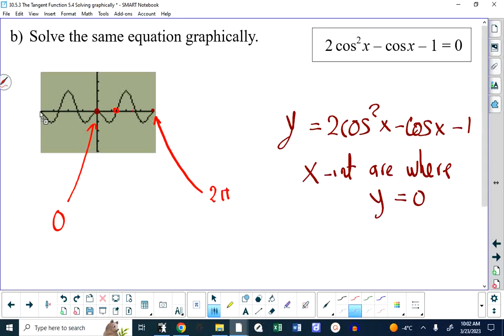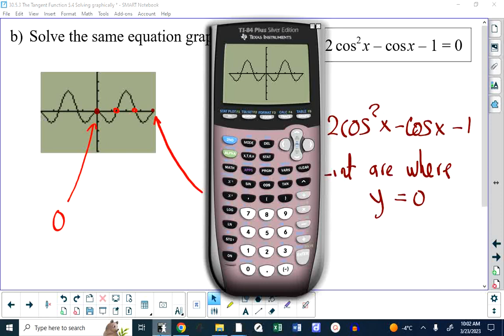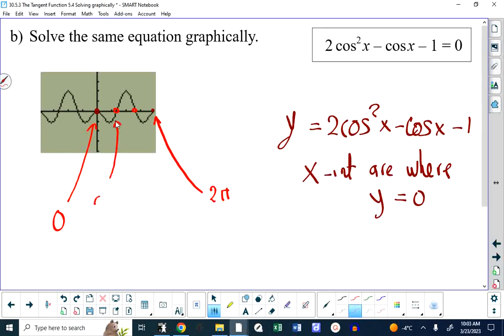What are these two? Well, use your calculator functions, specifically second calc, 0. This is how we find x-intercepts. Put your cursor to the left of the x-intercept you're interested in and hit enter. Put your cursor to the right and hit enter. Oh, 120 degrees, 2 pi over 3. I'm not going to spend class time doing this process for each x-intercept. You're going to discover that this is 2 pi over 3. This is going to be 240 degrees, which is 4 pi over 3.